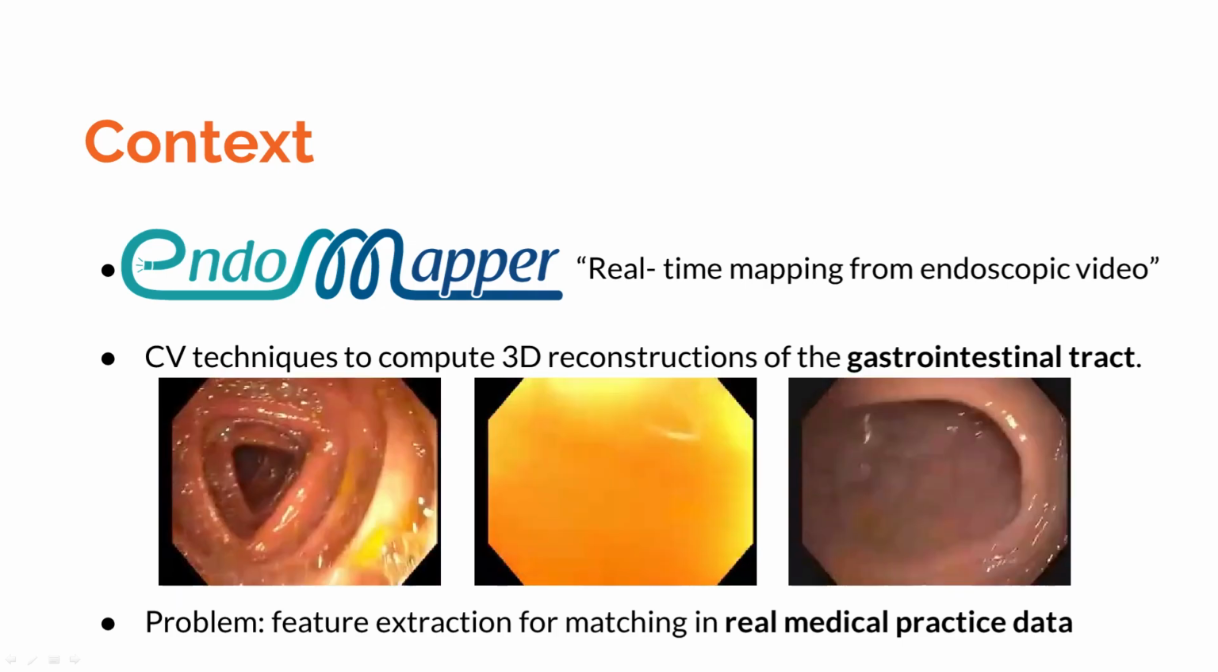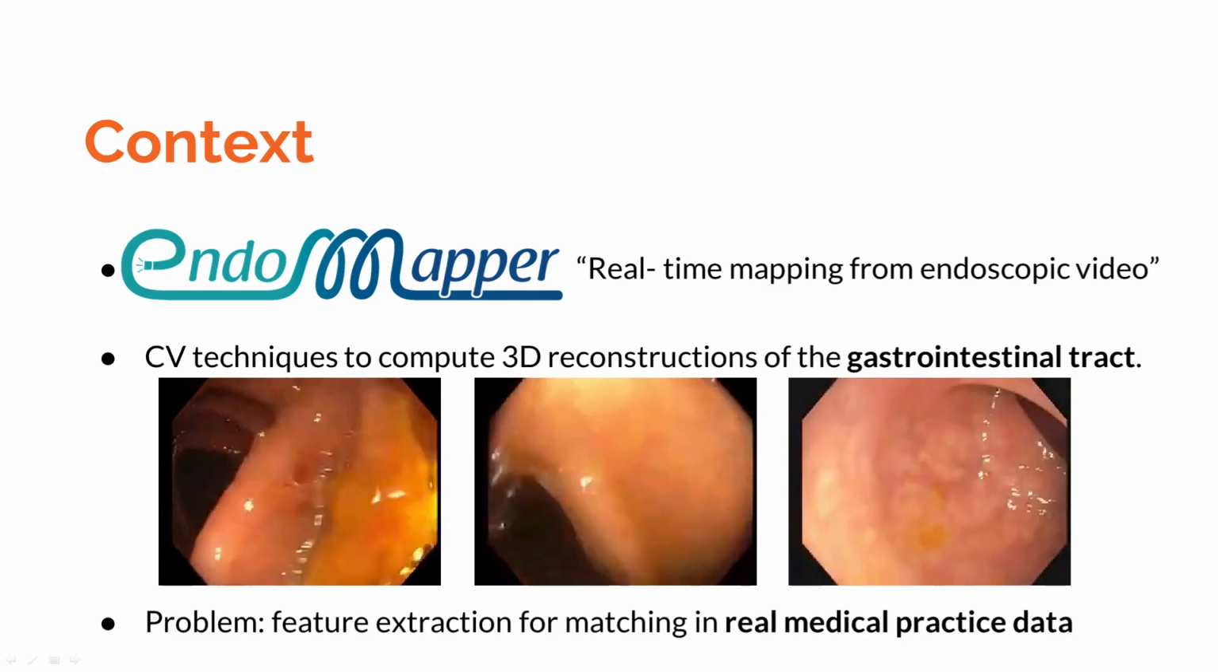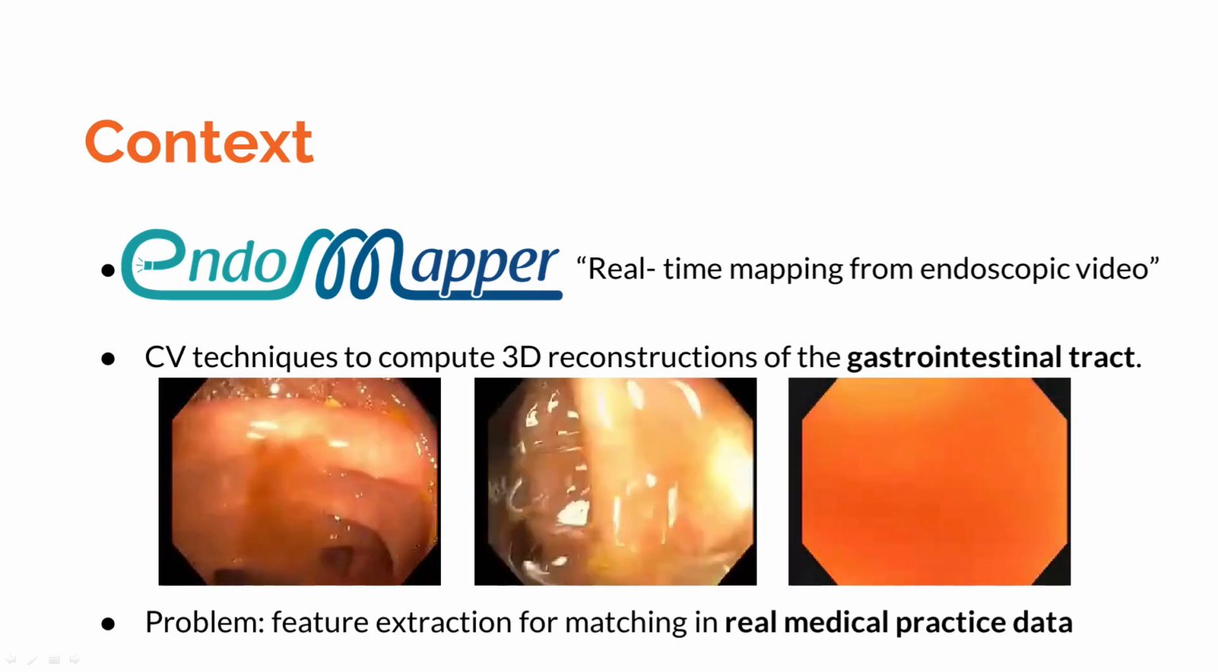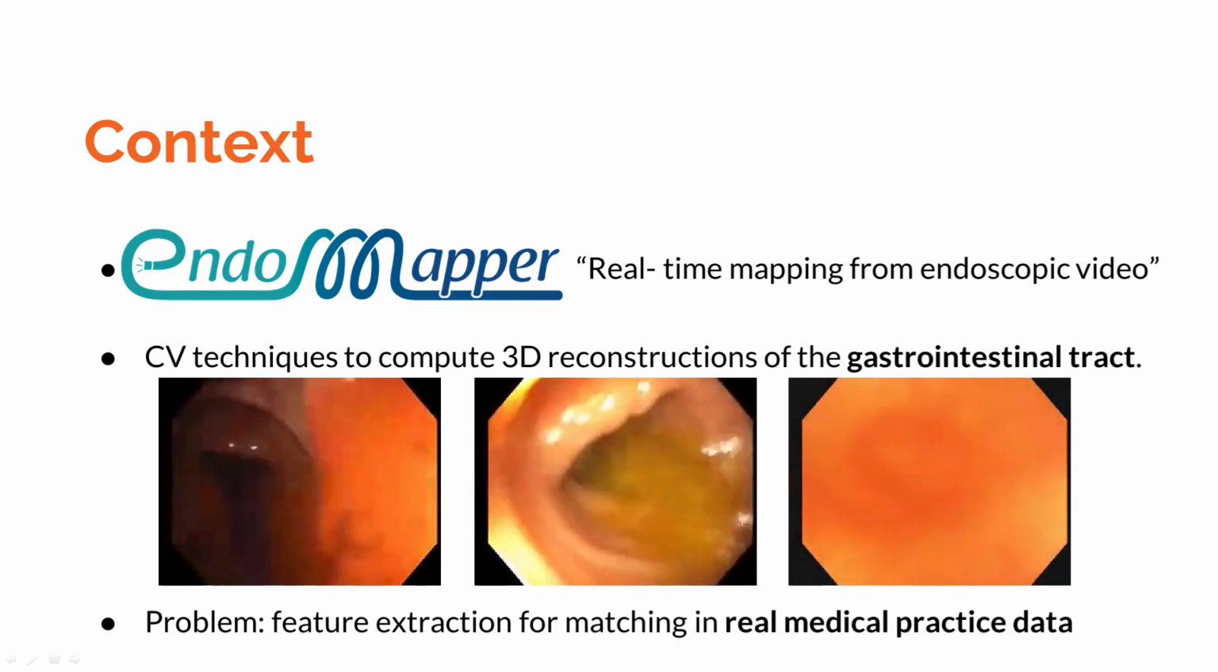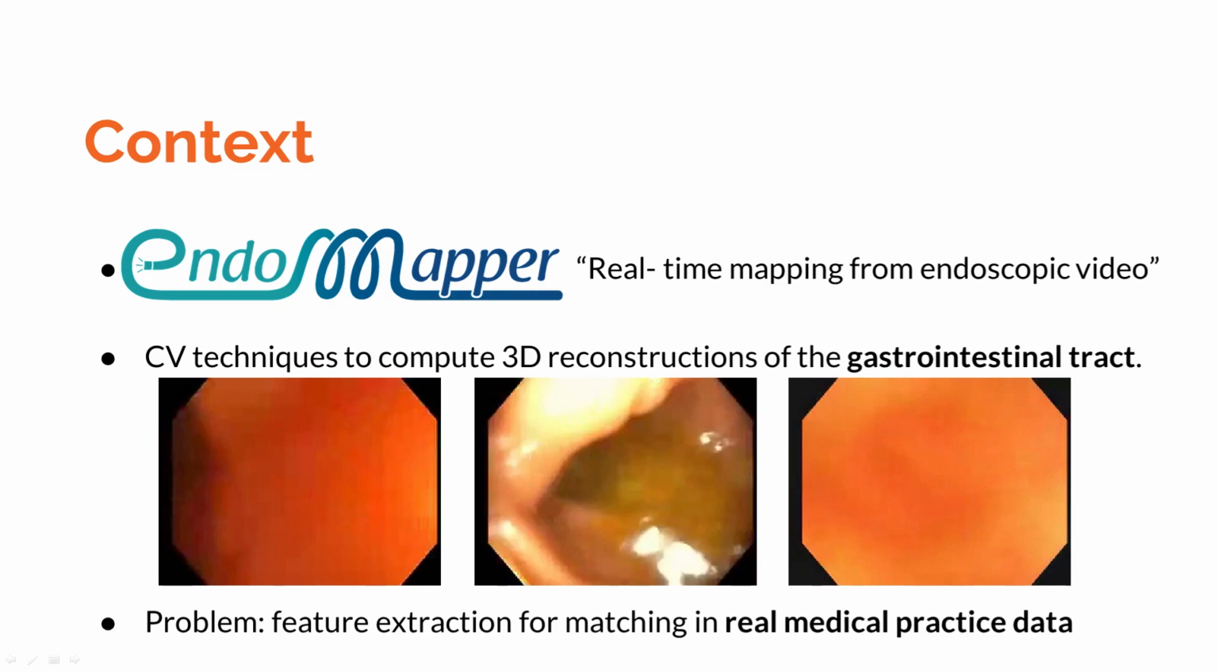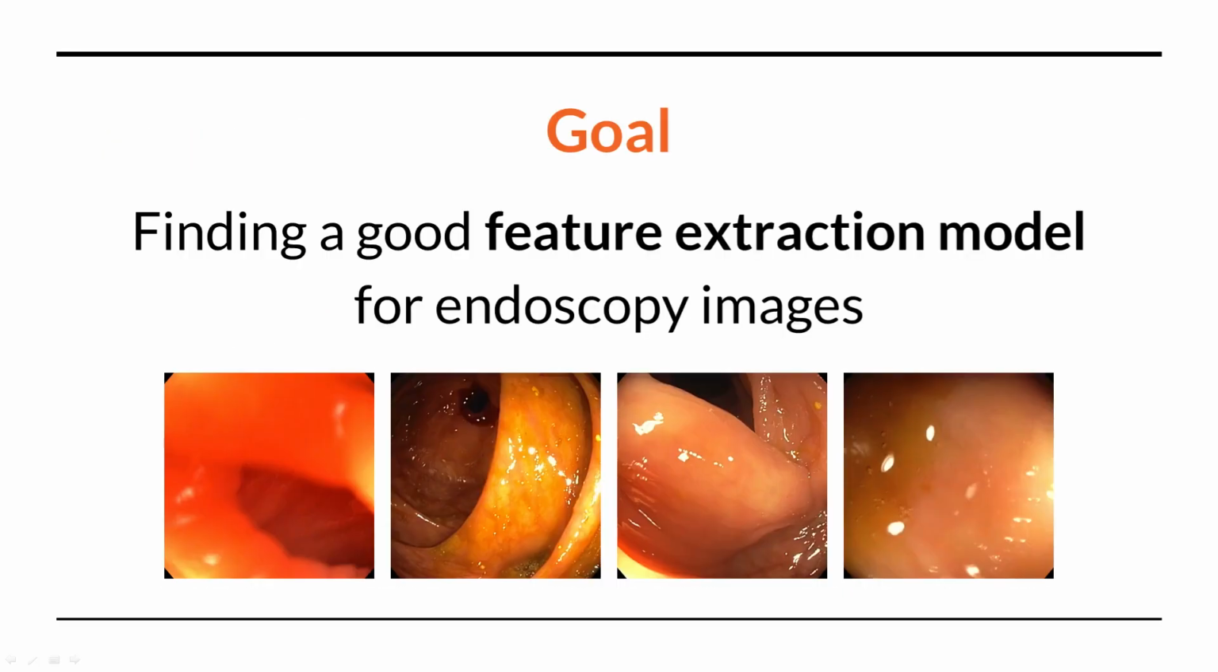This work was done inside the context of the EndoMapper project, where our goal is summarized as real-time mapping from endoscopic video. We use computer vision techniques to create 3D reconstructions of the gastrointestinal tract. Here, we show some of the videos that were taken as secondary recordings, so the process was not modified for it. The problem we focus on in this work is feature extraction for matching in this real medical data. The goal is to find a good feature extraction model that works well in endoscopy images.